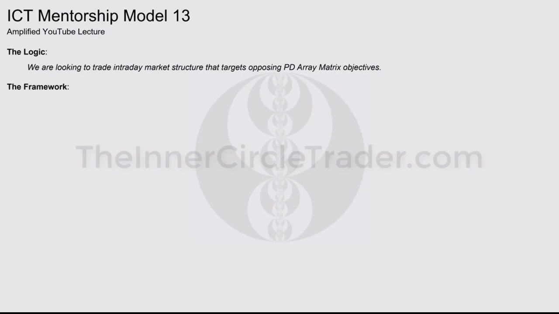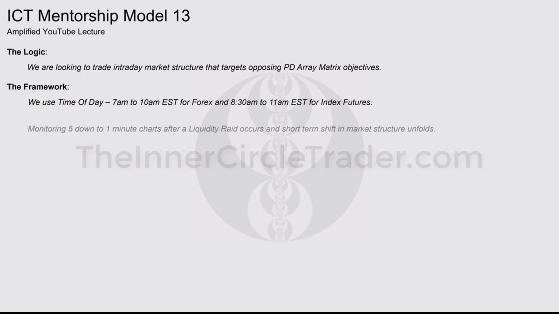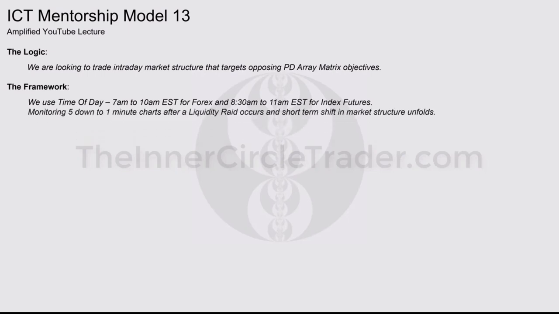The framework. We use time of day. This is the specific window for Forex: 7 a.m. to 10 a.m., which is in your kill zone, and 8:30 a.m. to 11 a.m. Eastern Time for index futures, which is the AM session, the index futures morning session. We're monitoring 5 down to 1 minute charts after a liquidity raid occurs and a short-term shift in market structure unfolds.